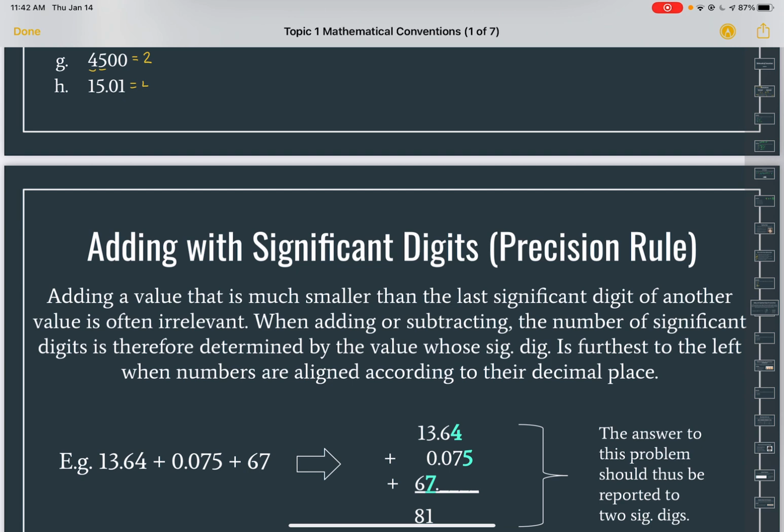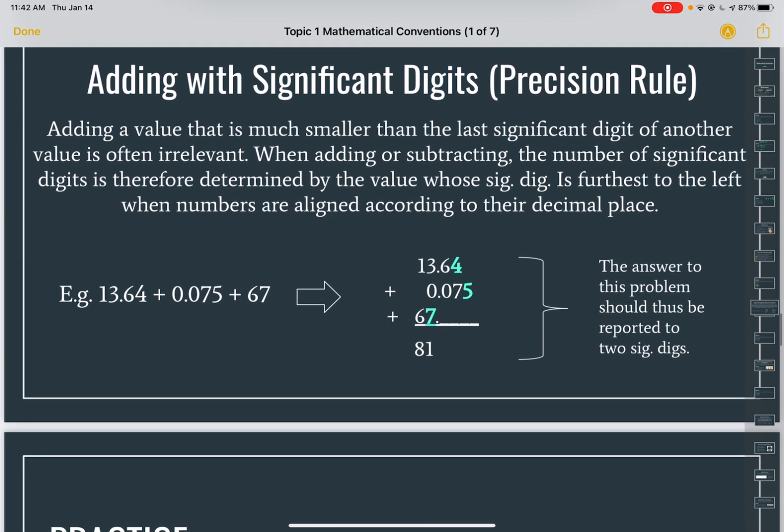I don't understand what this means. So if we're adding 13.64, this has 4 significant digits, this one has 2, and this one has 2. I'm not exactly sure what they mean by lining them up, but if we're adding 3 numbers together, our answer can only be to the lowest amount of significant digits in the question. So our lowest amount is 2. So our answer can only be to 2.